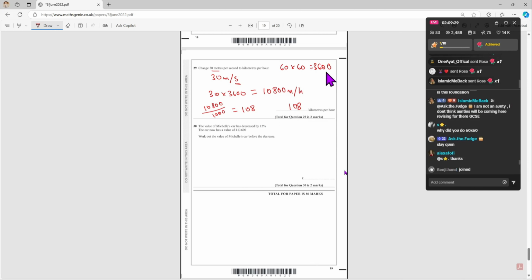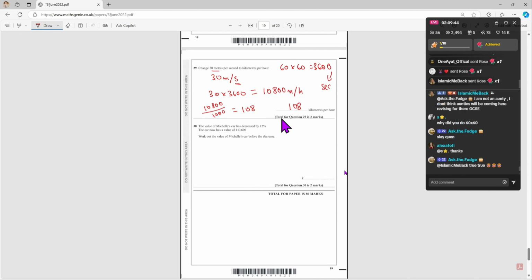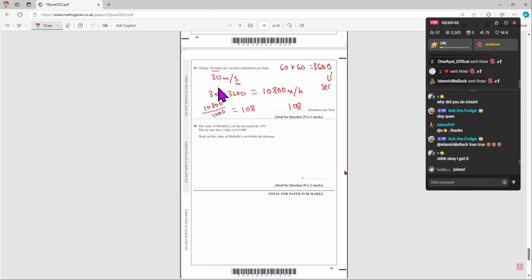Why did I do 60 times 60? Because I'm trying to work out how many seconds there are in an hour, because I want to convert into hours. These are 3,600 seconds in an hour. So basically we convert each unit, the seconds and the meters, into hours and kilometers. That's how you would do it.